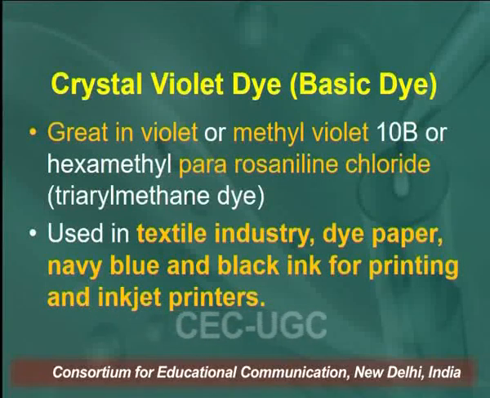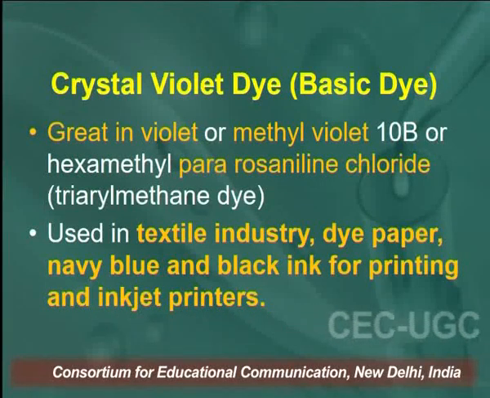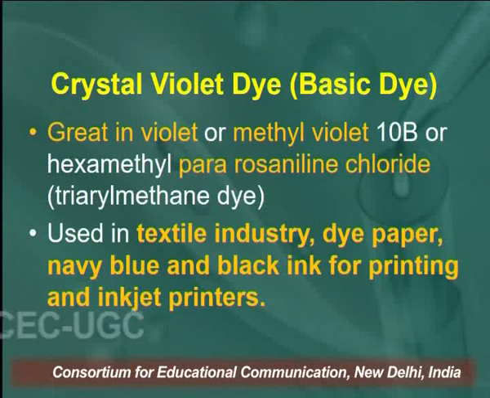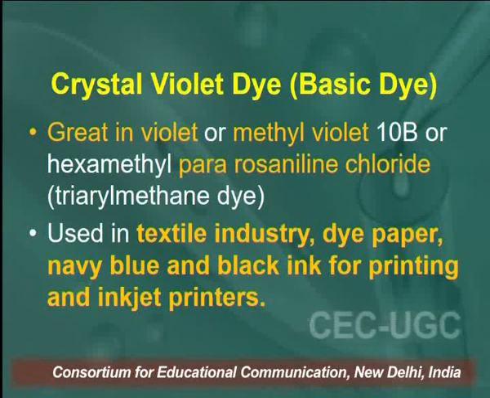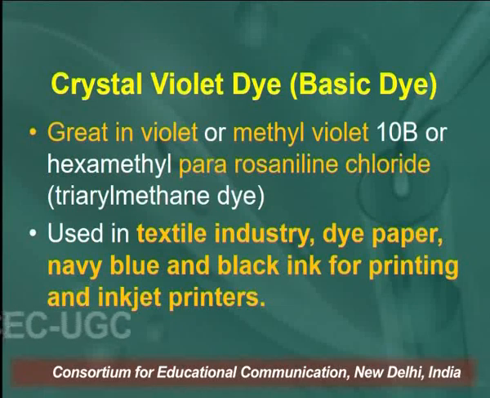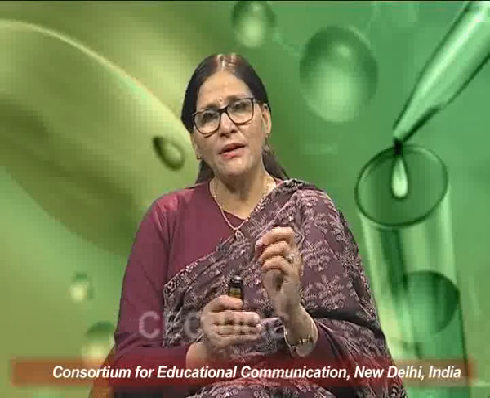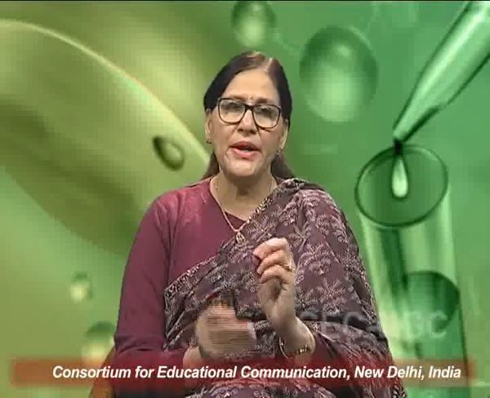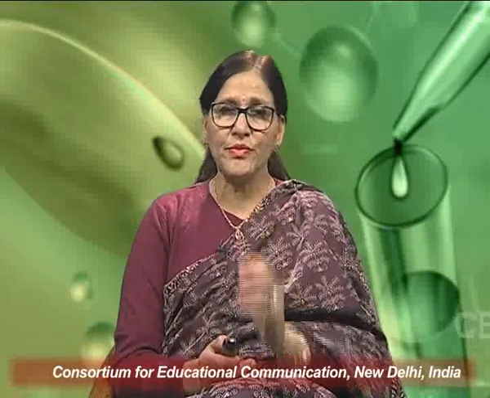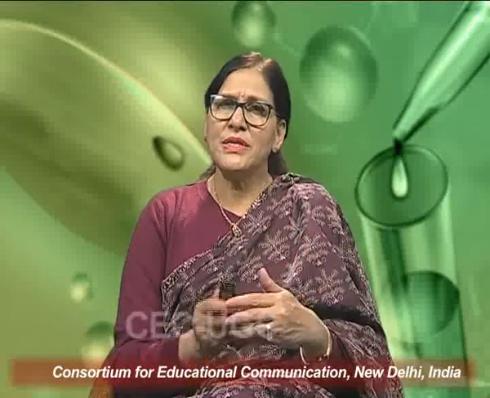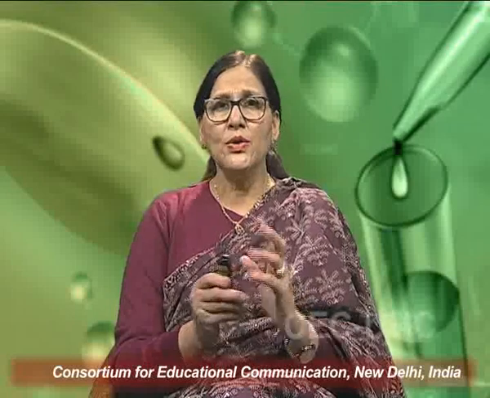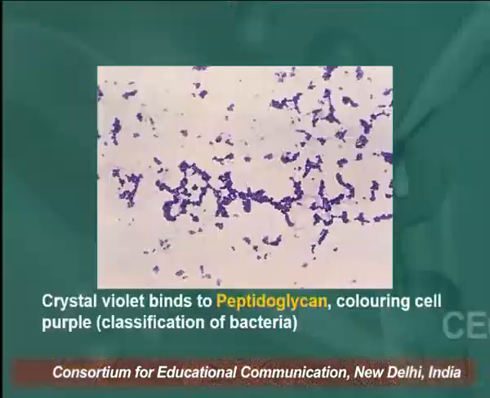Crystal violet dye is also a basic dye, and it is violet in color. We also call it methyl violet 10B or hexamethyl para-rosaniline dye. It is also a group of triaryl methane dye. So this dye is used in the textile industry, to dye paper, and it is in a navy blue color, and black ink for printing and inkjet printers. It is used to differentiate between gram positive and gram negative bacteria in gram staining, a method used in microbiology, and this is the structure you can see here.